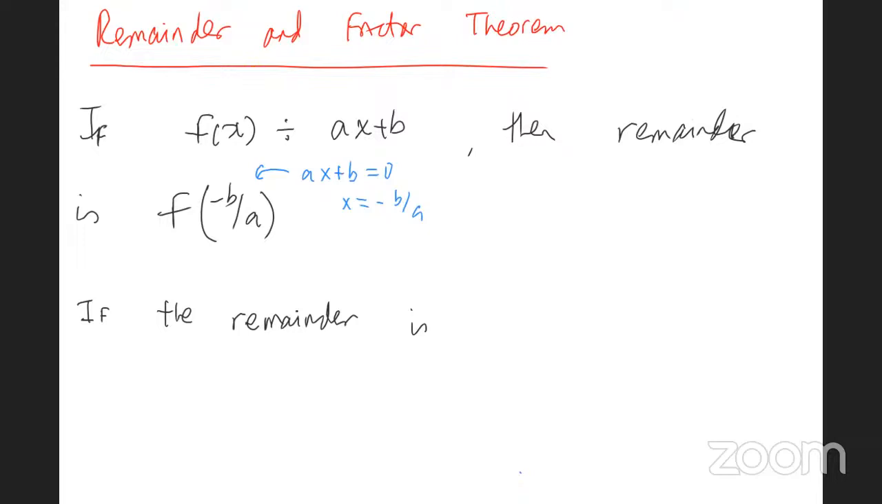If the remainder is 0, then what do we know? Then we know ax plus b is a factor.